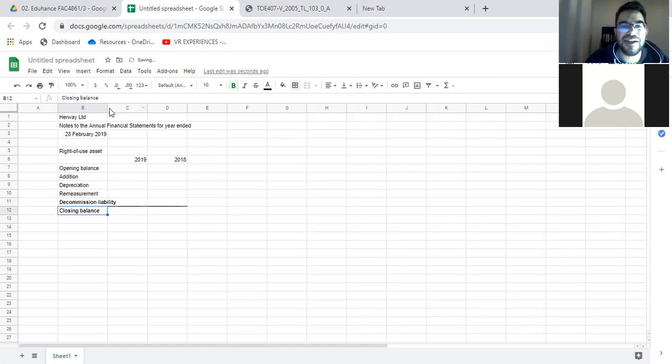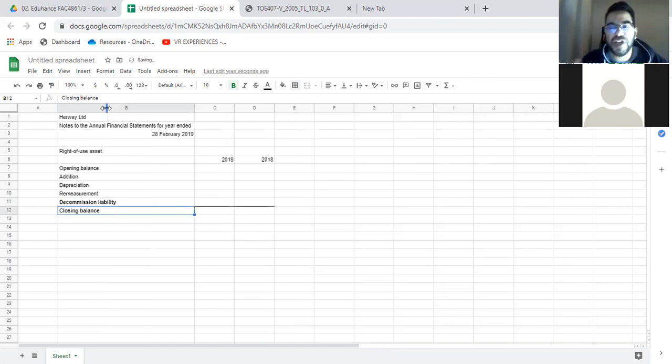You can call it provision for restoration, whatever. Provision for dismantling. Same thing, doesn't matter. Okay, so decommission provision. Let me not call it a liability. I'm going to call it a provision, because technically it's not a liability. There's a difference between a liability and a provision. So I'm going to call it a provision. That's more technically correct. Yeah, I missed out.